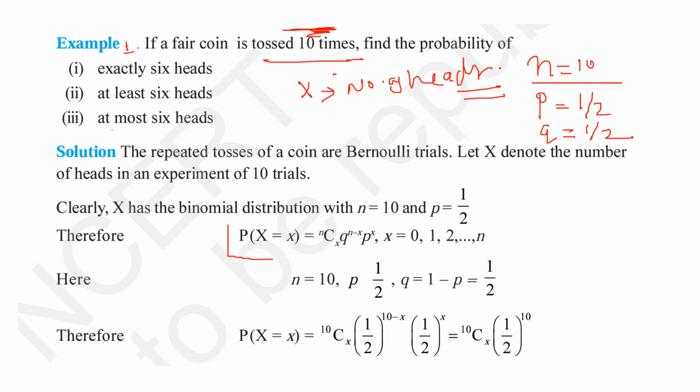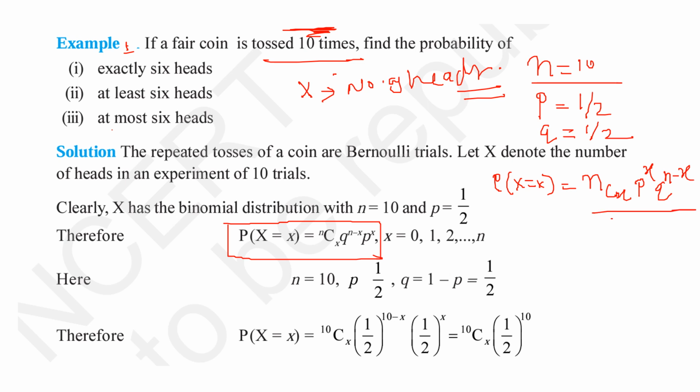So please remember, this is a very important formula to solve questions related to Bernoulli trials. Probability is nCx, p to power x and q to power n minus x. Now we will put x equal to 0, 1, 2 up to n according to our requirements.